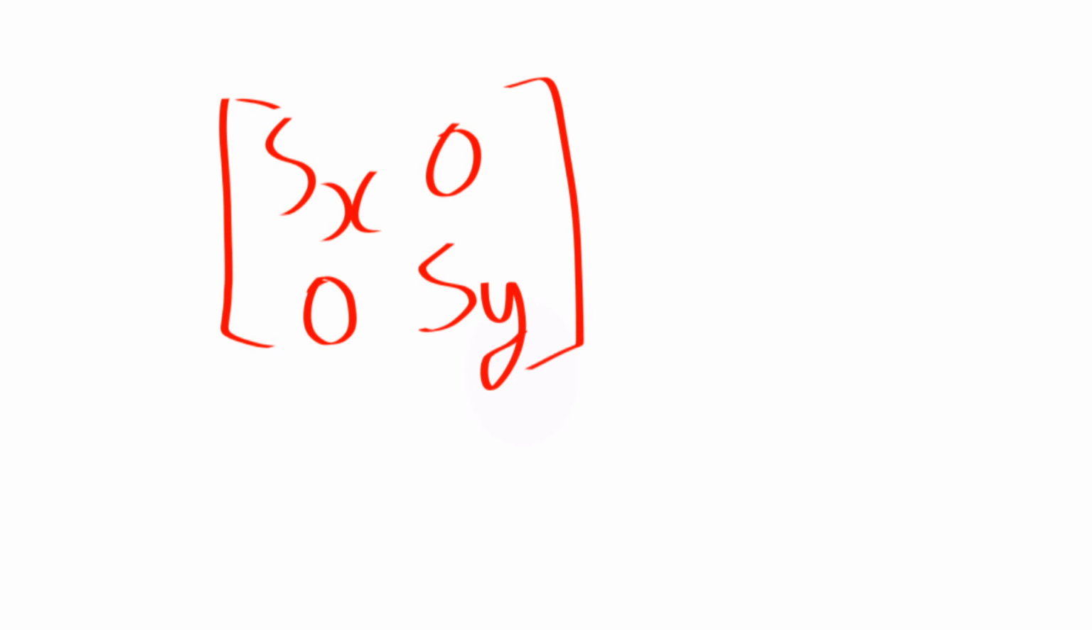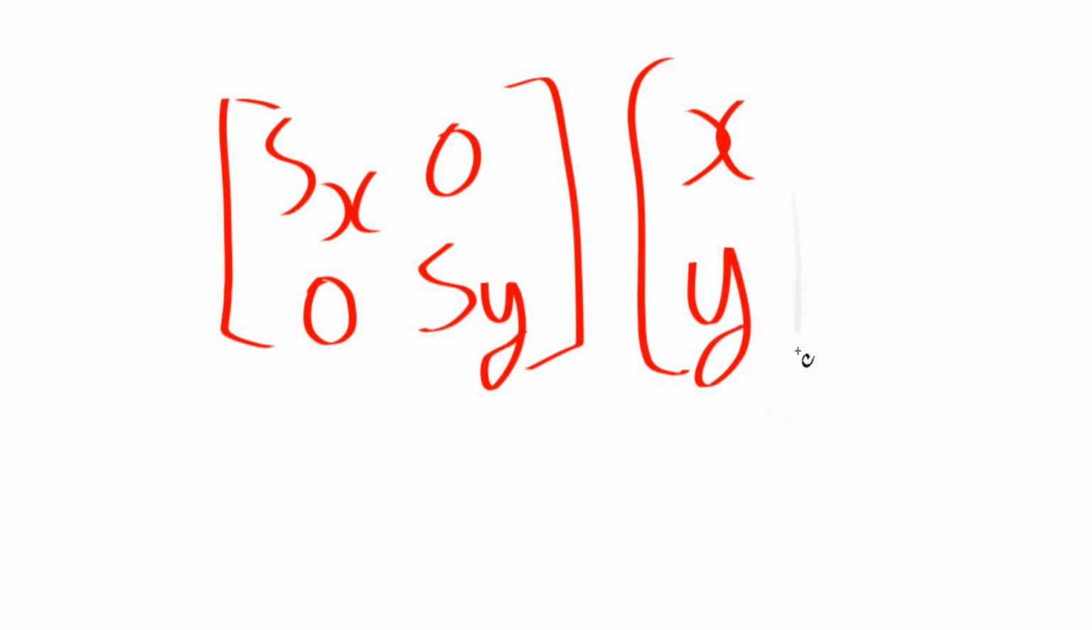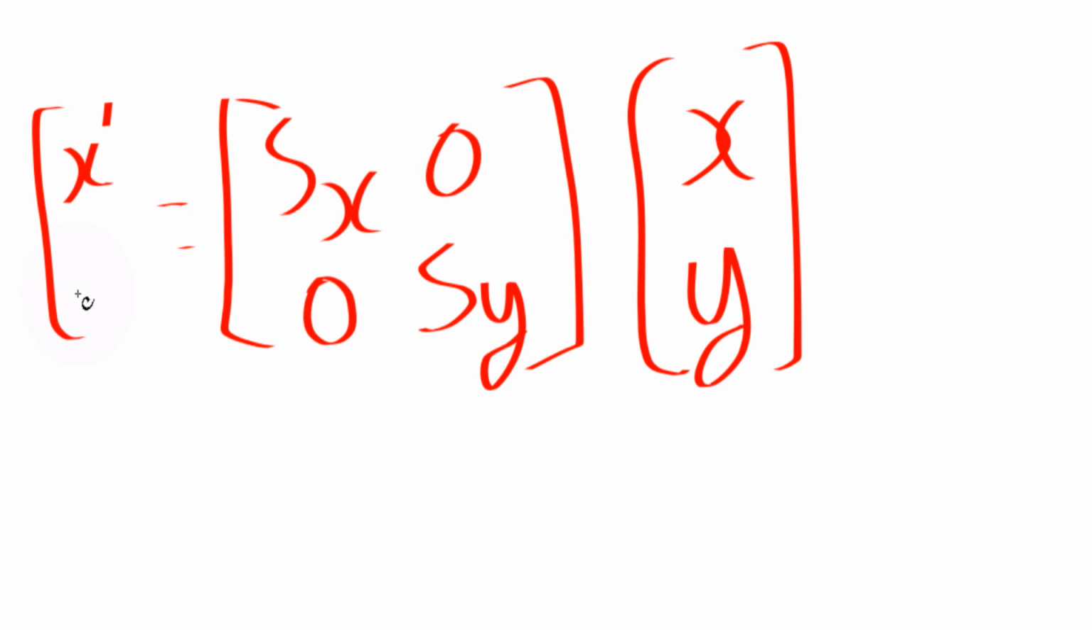Alright, now let's talk about scaling. So the scaling matrix is given by Sx, 0, 0, Sy, and we multiply it with the points x, y, and then we get the new set of points x dash, y dash.